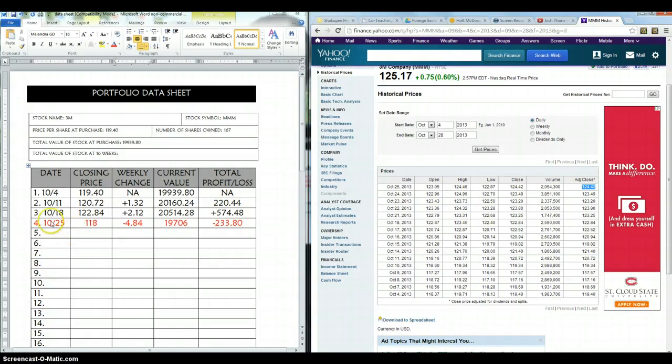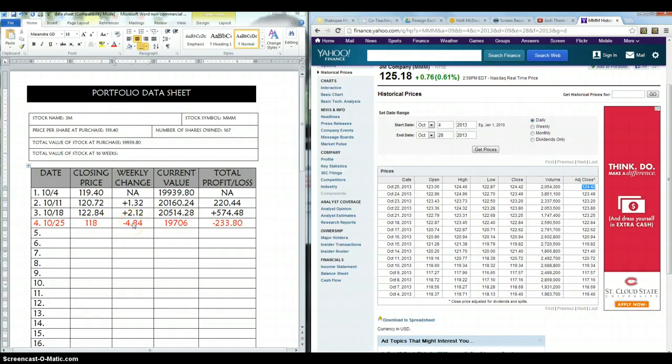So again, I think I remember leaving off right here on the 25th. I made up this number saying that it went down even though it did go up, just to show you what would happen in case your stock does depreciate. From here, it's, again, relatively simple. We want to find the weekly change, so what we do is we take the difference between the number here and the previous week. So it went from 122.84 down to 118. That equates to a negative $4.84.